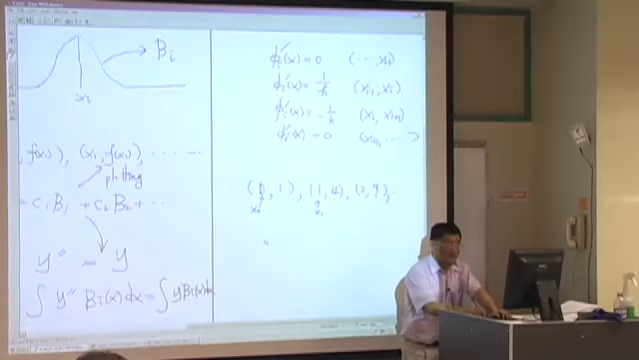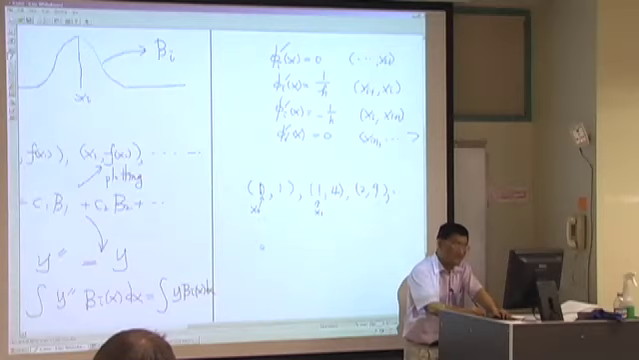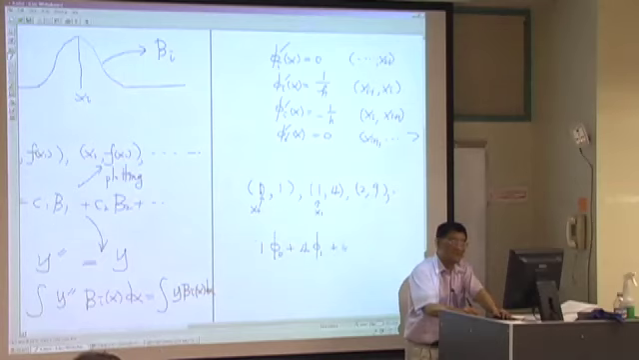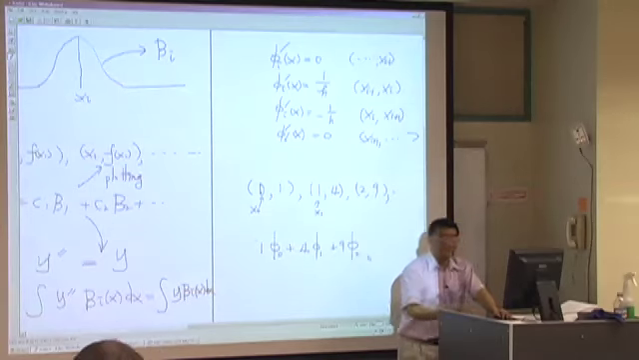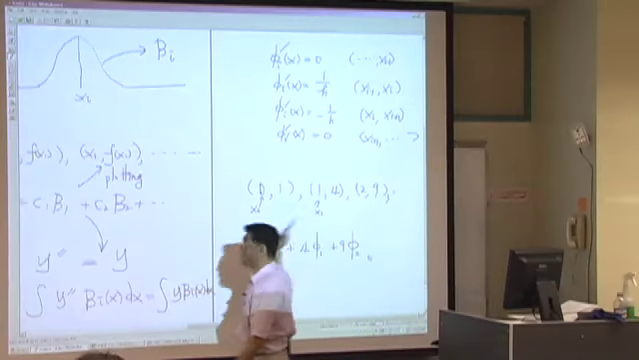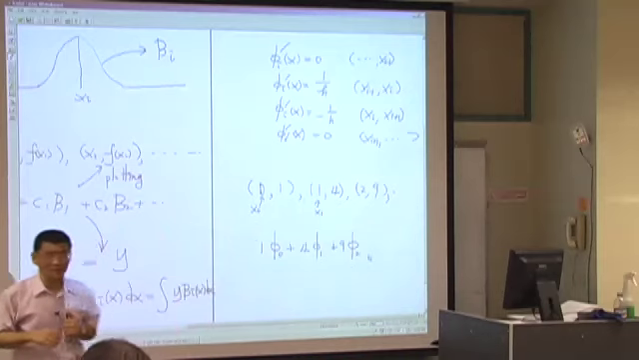Then what is the linear combination of the B-spline? Then 1 times phi 0, right? And then 4 times phi 1, and then 9 times phi 2 is the function interpolating these 3 points. Do you follow me?